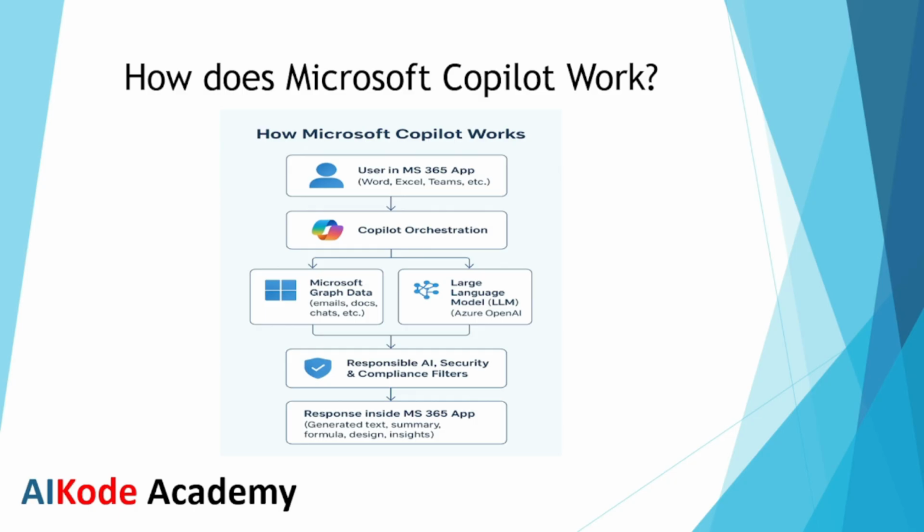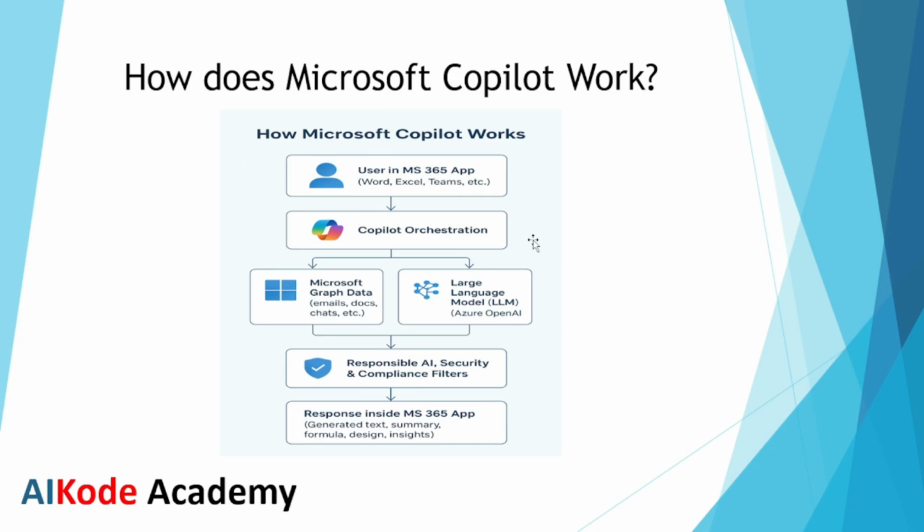Imagine you are working in any Microsoft 365 app like Word, Excel, PowerPoint, Outlook, or Teams, and you type a prompt like summarize this document in Word. That's where Copilot kicks in. It takes the request and starts working in the background. From here, the request goes to the Copilot orchestration engine. Think of this like a smart traffic controller. It figures out what data is needed and where to send the request.